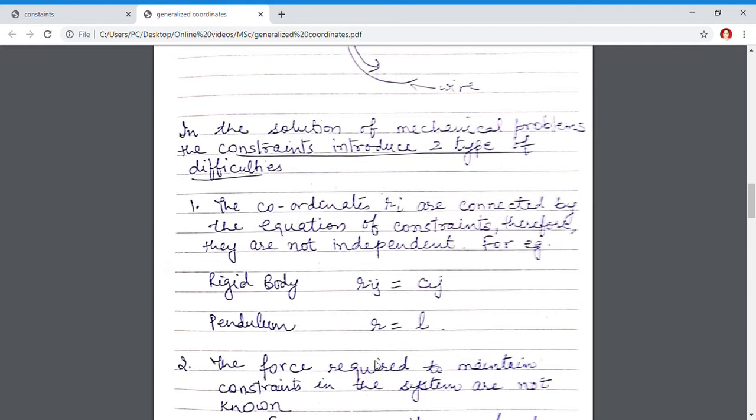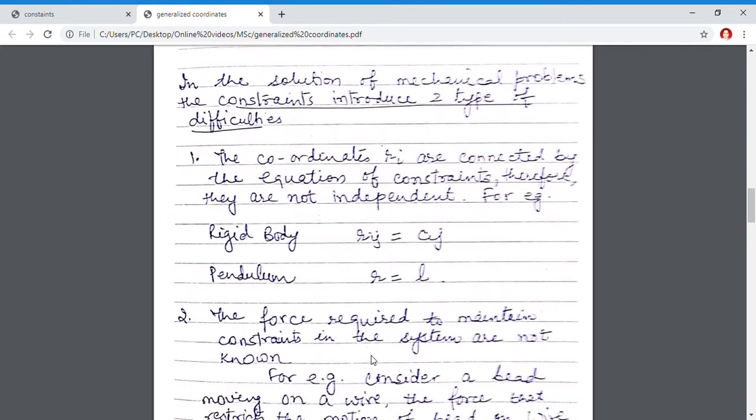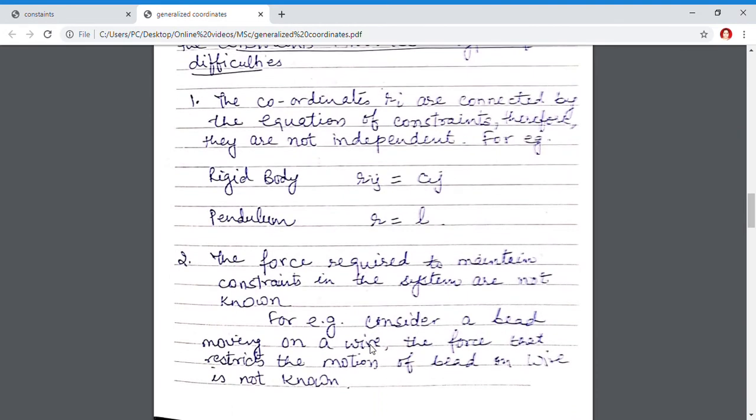The second difficulty in using the constraint is that the force that is required to maintain the constraint in the system is not known to us. For example, when we are taking a bead which is moving on a wire, we have restricted our bead to move on the wire. But we do not know the force that the wire exerts on the bead. These are termed forces of constraint. These forces of constraint are not known to us.